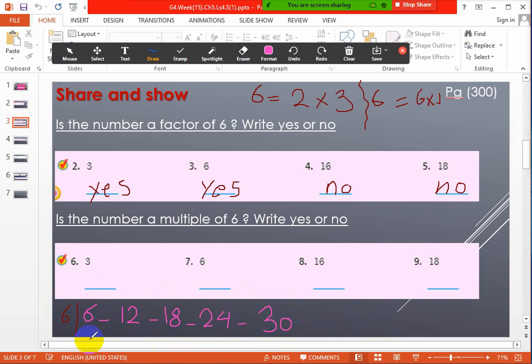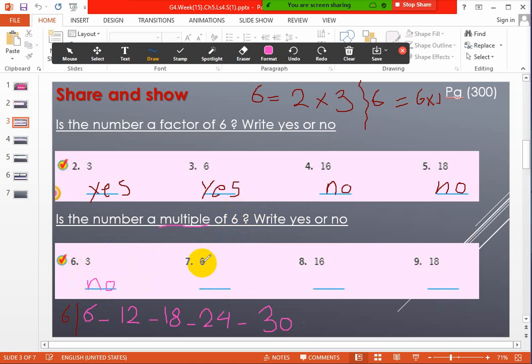So now we will talk about the multiples, girls, not about the factors. I want to know if this number is a multiple of 6, that means this number must be 6 or greater than 6, from those patterns. So is 3 a multiple of 6? If you multiply 6 by a number, will it be 3? No, very good. No.